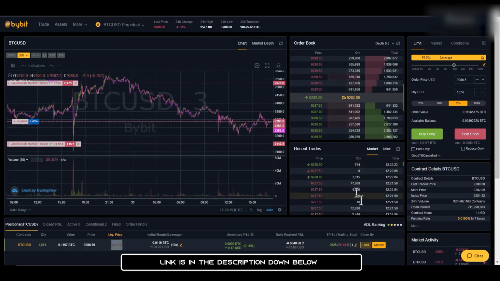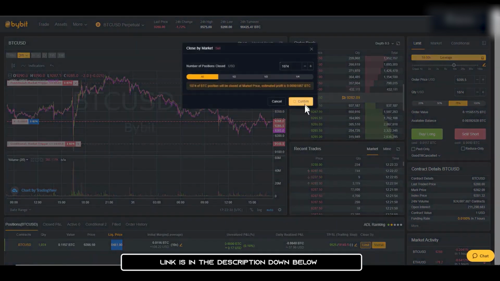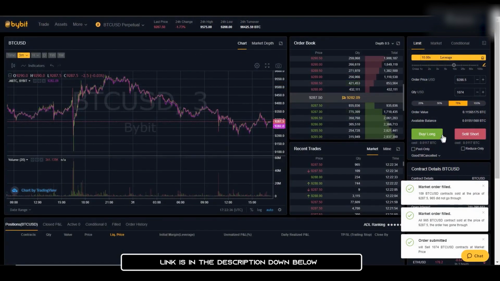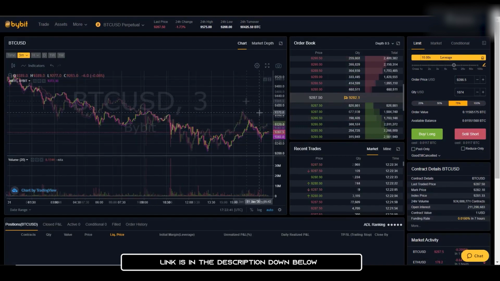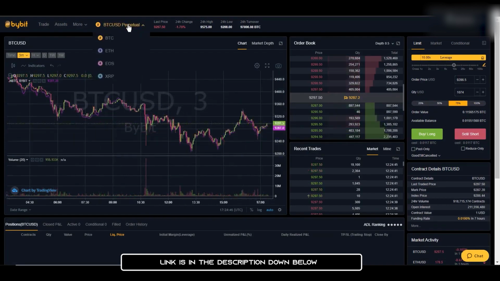So again, to close my position though, and if you guys wanted to take your profits now, then you would just hit limit or market and then just hit confirm, and bam, your profits are back in and you can set another trade now.